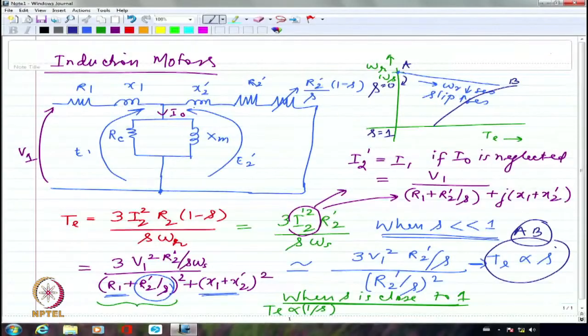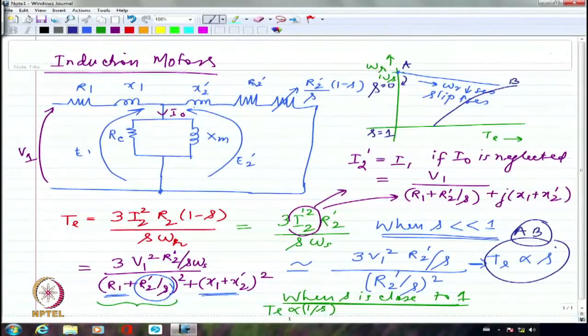Right? S is 0, TE is 0. S is 0 means synchronous speed, there is no rotor induced EMF, there is no rotor induced current, so obviously TE will be 0. Right? So, we are looking at now wherever it intersects.